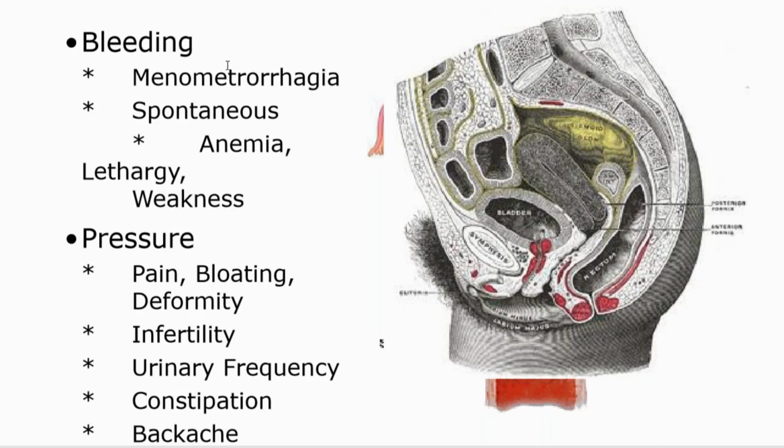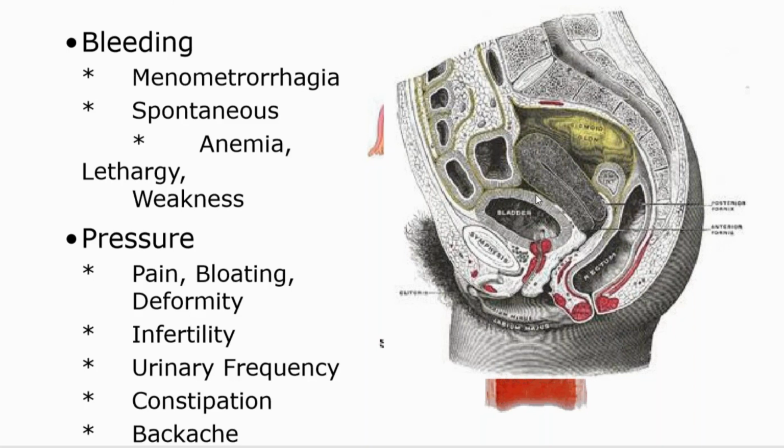The bleeding-related symptoms include heavy menses, bleeding between periods, anemia, lethargy, and tiredness. And the pressure or bulk-related symptoms are pelvic pain, leg pain, back pain, urinary frequency, constipation, and even infertility and even indigestion. You can see that fibroids that project posteriorly can compress the rectosigmoid and cause constipation.